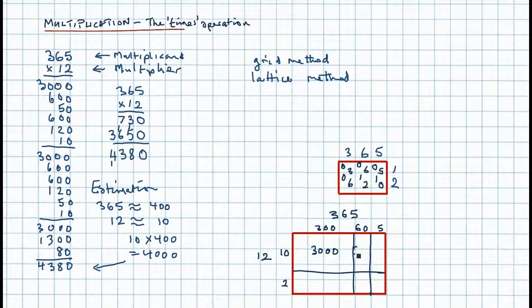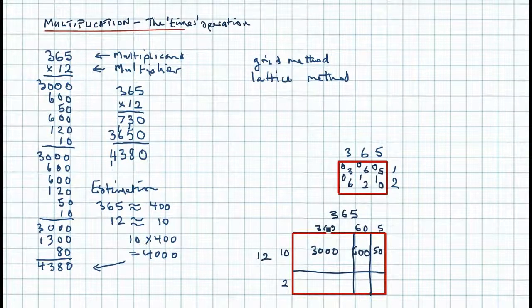We've got 60 times 10, so we've got 600. See if we can squeeze that in that area there. And we've got 5 times 10 is 50 to finish off that layer. So we've got 3,650. So it is the same as all these other methods. It's just that we're thinking about the calculation in a different kind of way.